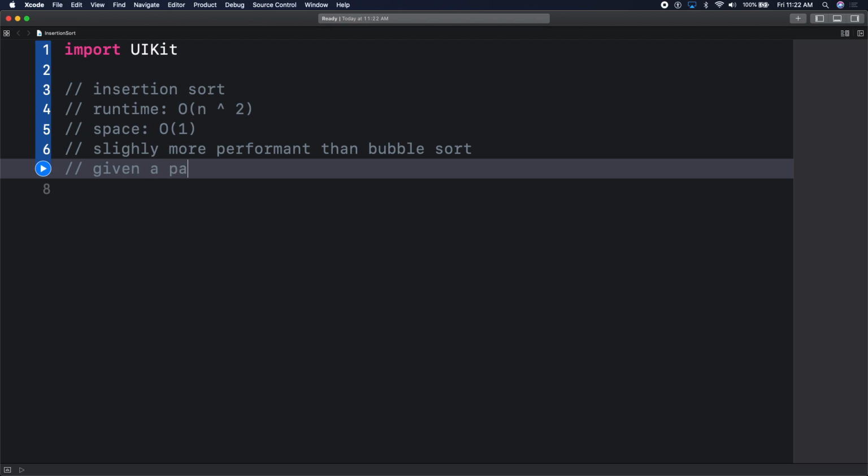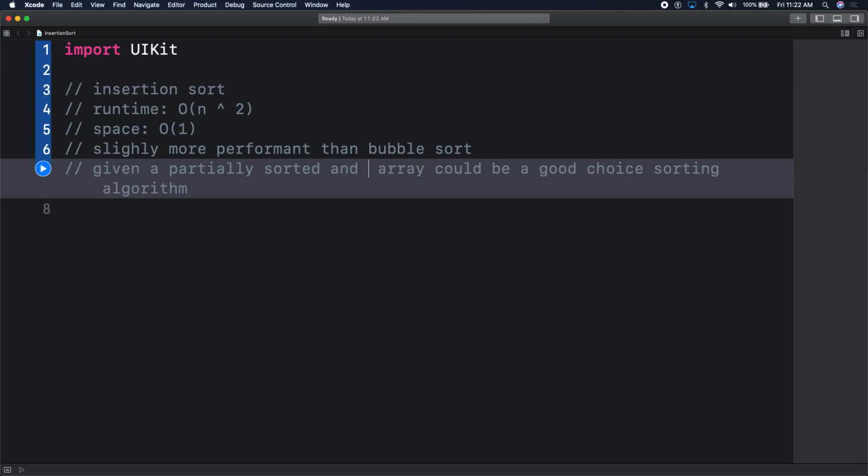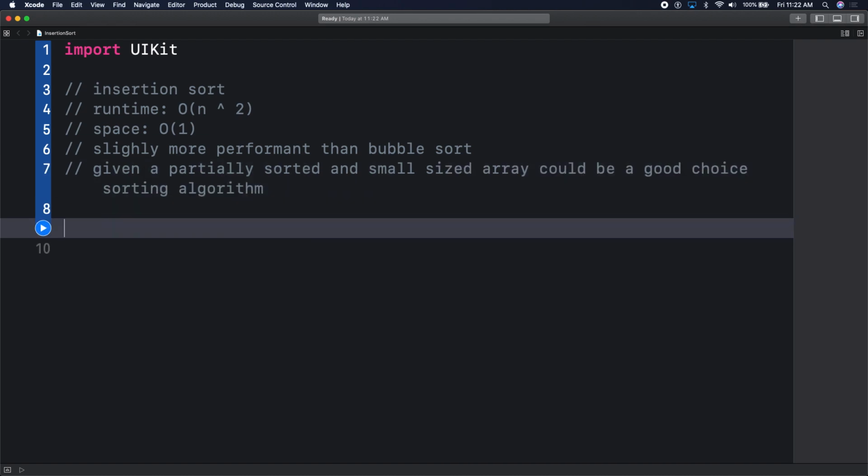Here I'll say given a partially sorted array, it could be a good choice sorting algorithm. Partially sorted and small sized array. Okay? So it has its benefits, right? You have a small partially sorted array, this is good. Optimally, Swift under the hood uses insertion sort given a smaller sized array. Swift uses a hybrid sorting algorithm. Swift's algorithm for sorting is n log n.